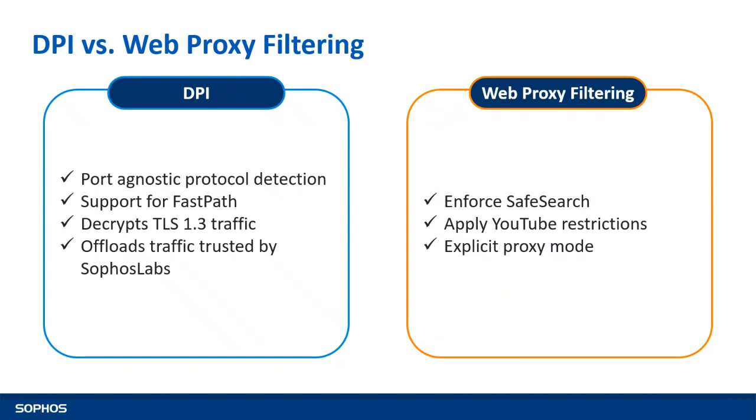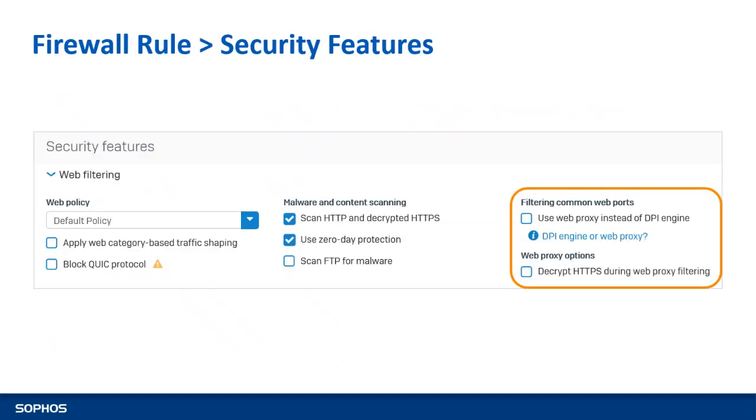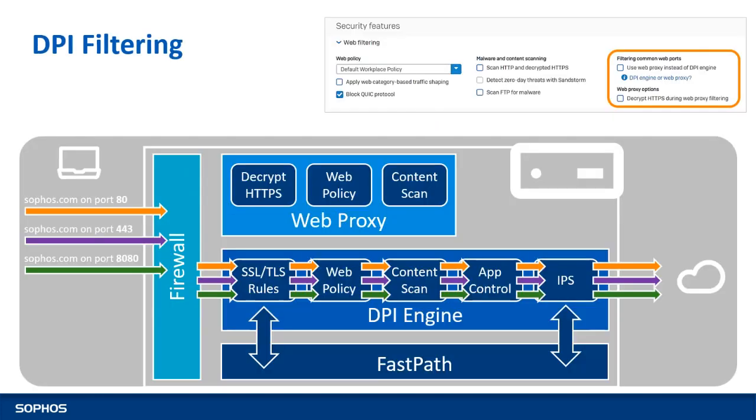Okay, let's take a closer look at how the traffic is processed in each of these scenarios. The security features section of the firewall rules provides the settings to choose between the DPI engine and the web proxy for each individual rule.